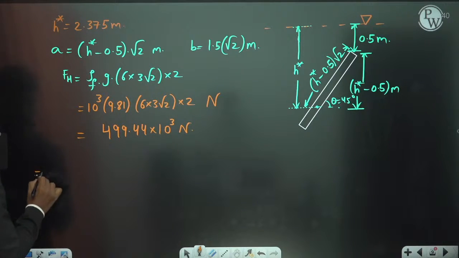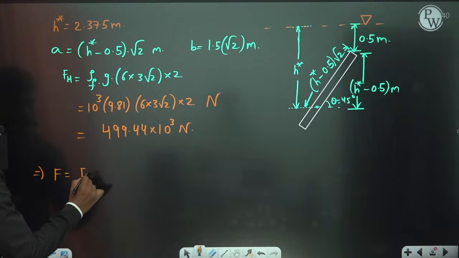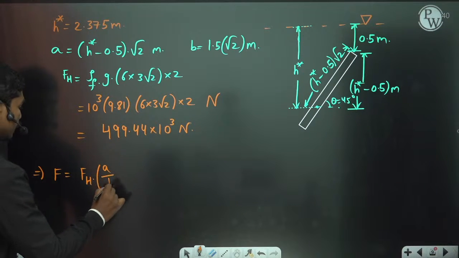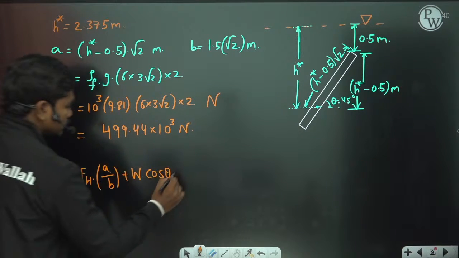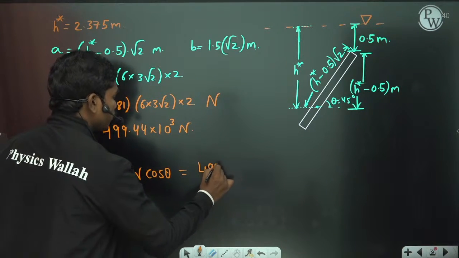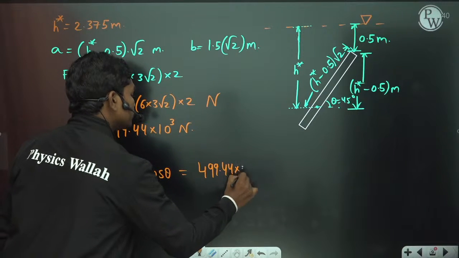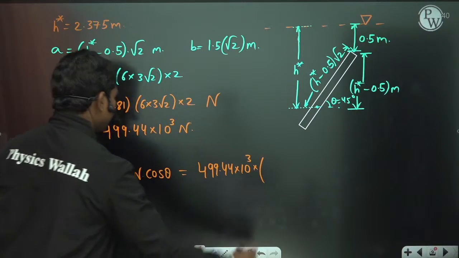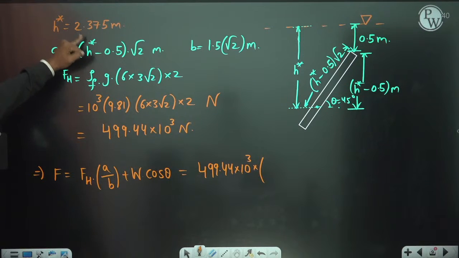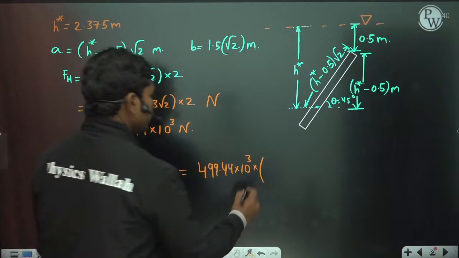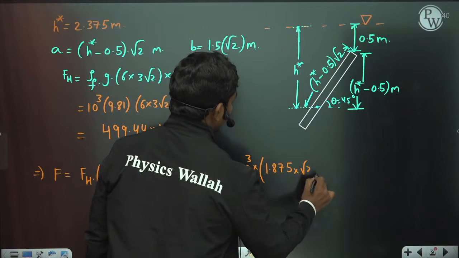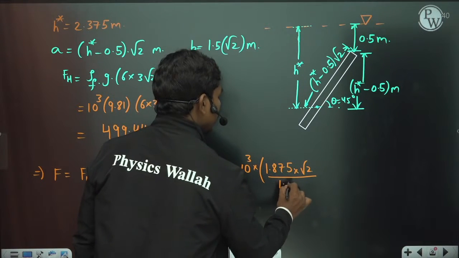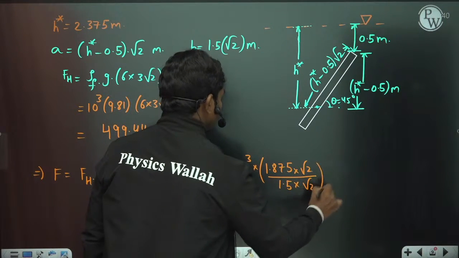So we have this equation, F is equal to FH times A by B plus W cos theta, correct? Simplifying, FH is 499.44 into 10 cube, into A by B. What is the value of A? 2.375 minus 0.5, so 1.875. So 1.875 times square root of 2 divided by B, and B is 1.5 times square root of 2, plus W.